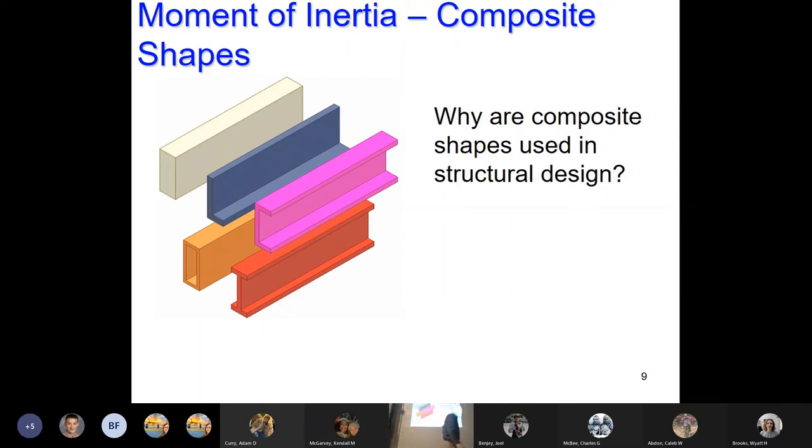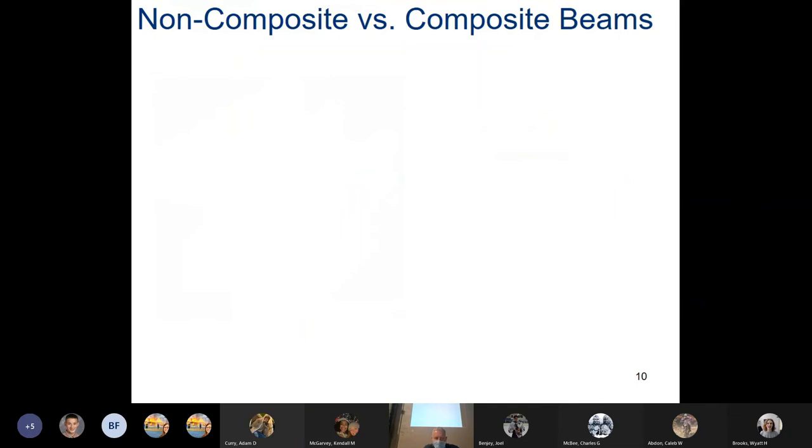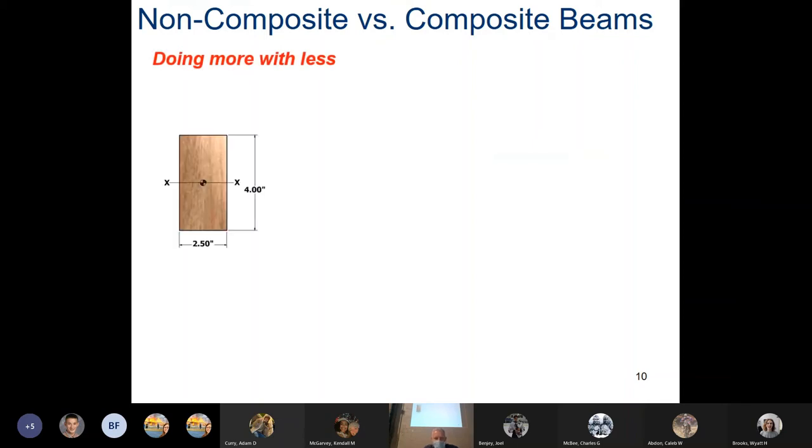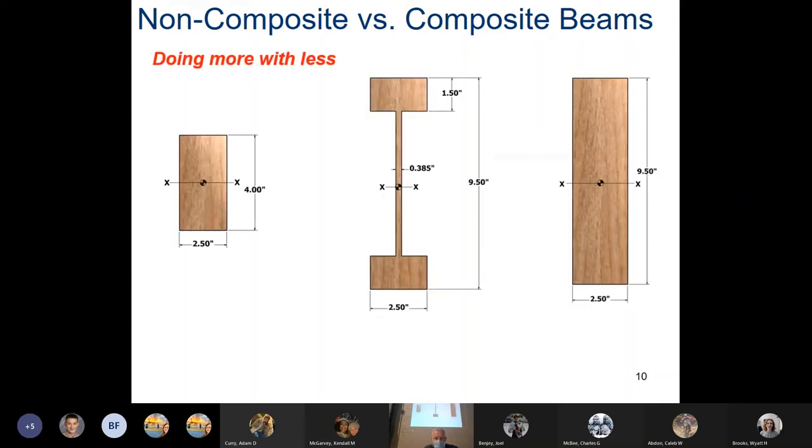So I'm going to go over here a minute. I just want to review this. Moment of inertia. Remember, we're talking about the cross-sectional area, basically the shape. What is the shape? The shape can affect it too. We talked about rectangles and how we can calculate a rectangle pretty easily. But if it's not a rectangle, is there any advantage? Yeah. Doing more with less.